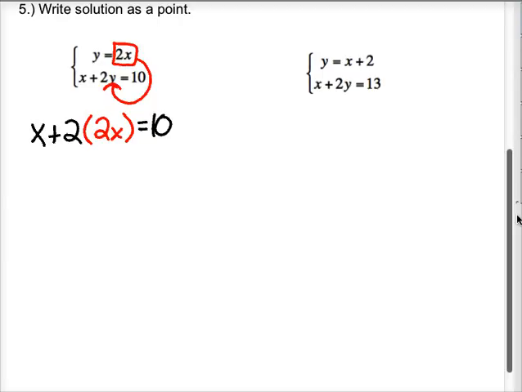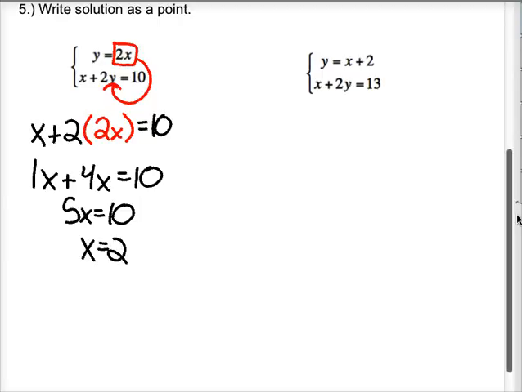Well, now from there, it's just kind of simplification. 2 times 2x, well, 2 times 2 would give me 4x. 1x plus 4x is going to be 5x. Divide by 5, and that gives me an x of 2.